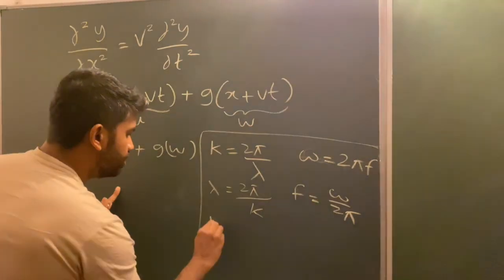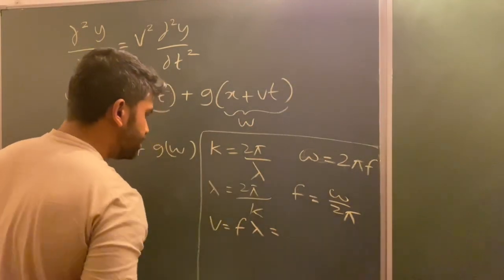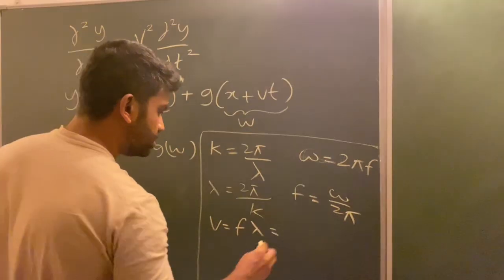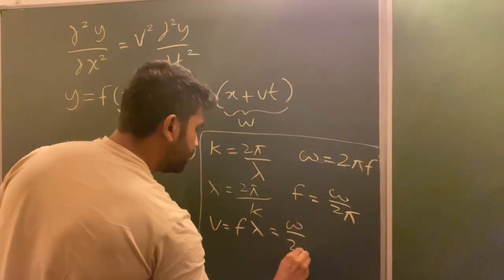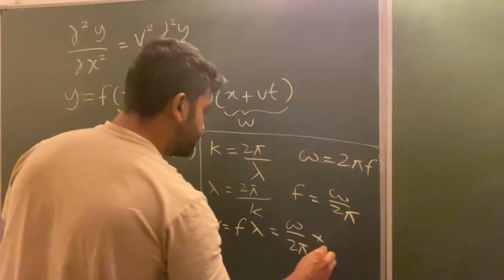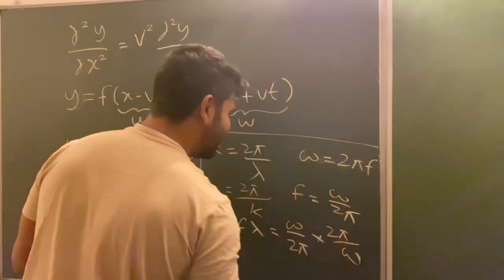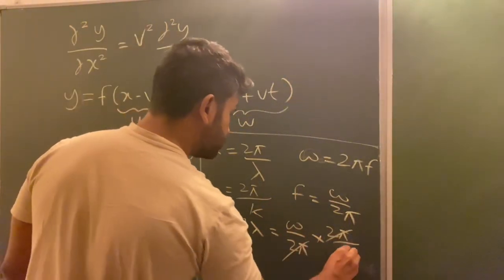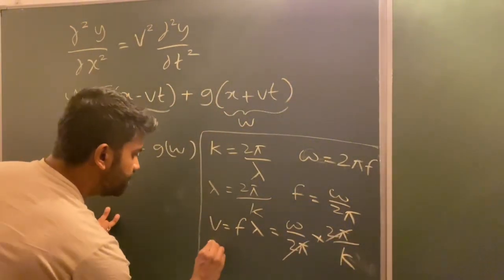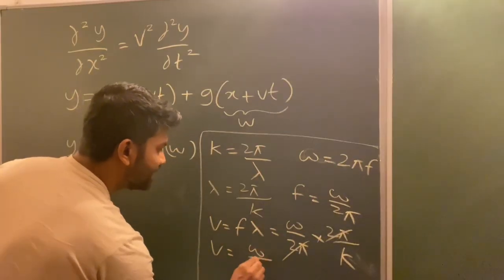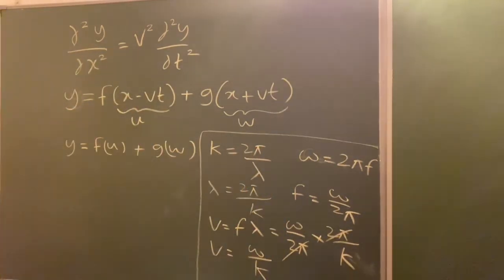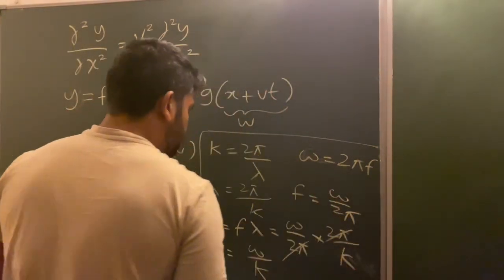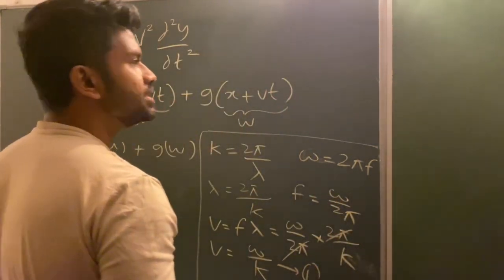So then I have v equals f lambda, right? So v is f, which is omega over 2 pi, times lambda, which is 2 pi over k. So I can cancel out 2 pi with 2 pi. Lambda is, sorry, my bad, k. So I will end up getting v is equal to omega over k, right? Useful, put it aside, but it will be very useful later, right? So remember this equation.